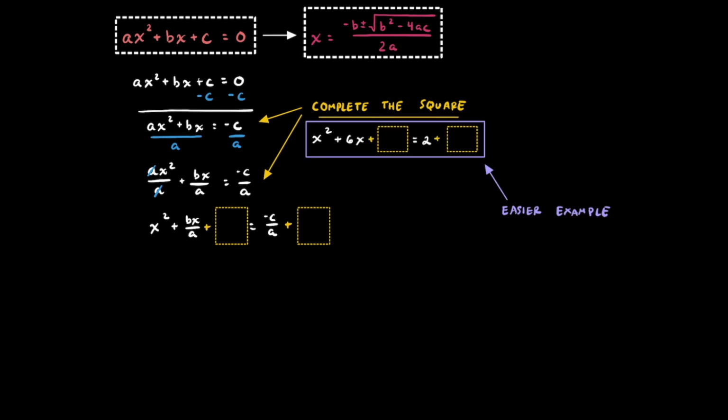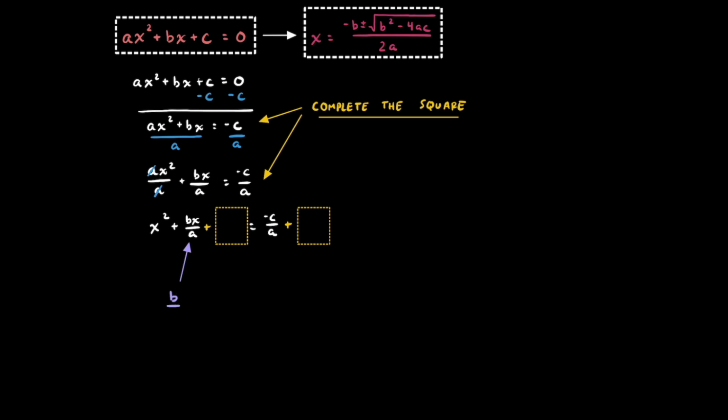Here's an easier example to remind you how to complete the square. To complete the square, you always take half of the b value and then you square it. In this case, b would be 6, so we would take half of 6 and then square it. Half of 6 is just going to be 3, and 3 squared is going to equal 9. To complete the square here, we would add 9 on both sides of this equation.